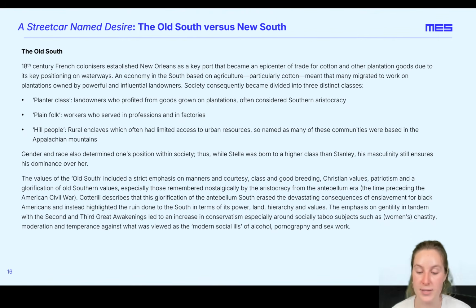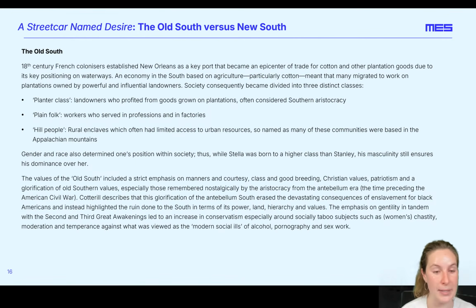The values of the Old South included a strict emphasis on manners and courtesy, class and good breeding, Christian values, patriotism, and a glorification of old Southern values, especially those remembered nostalgically by the aristocracy from the antebellum era, the time preceding the American Civil War.